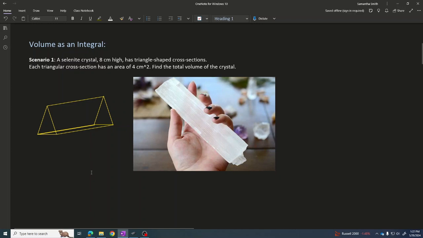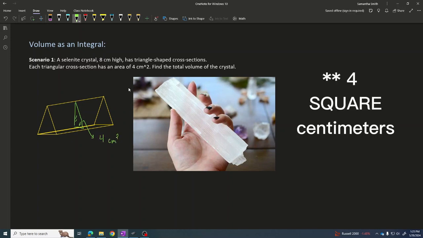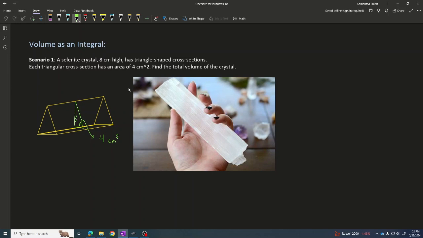Now let us suppose that no matter where you cut this crystal, no matter where you slice it, the triangles that you get from that slice all have exactly the same area. Let's suppose that all these triangles have an equal area of 4 square centimeters. If this is true, how would we calculate the volume of the entire crystal?